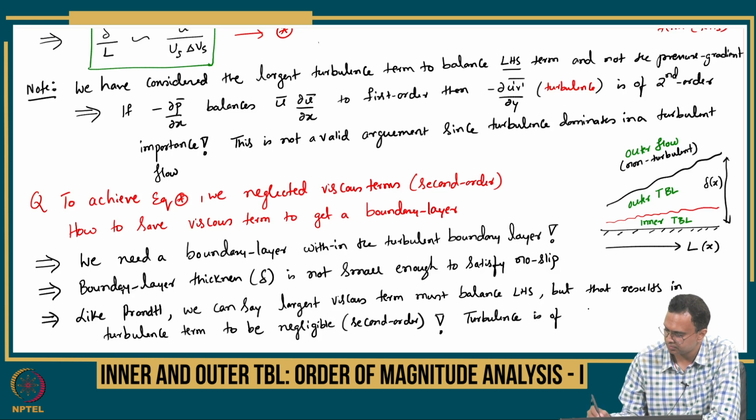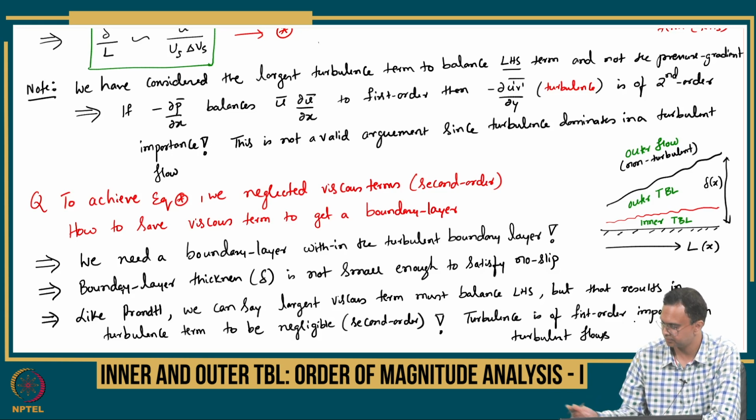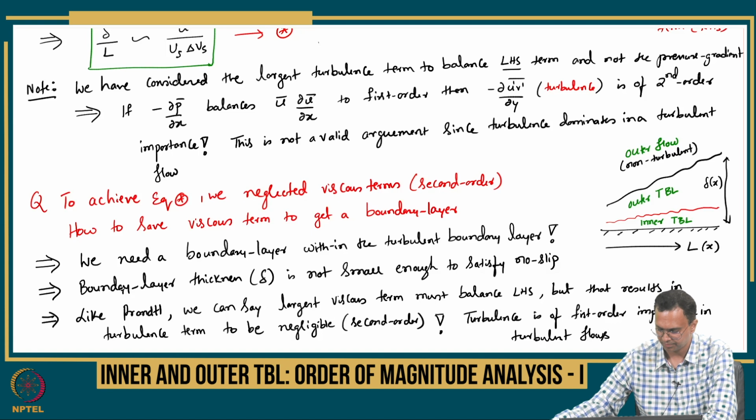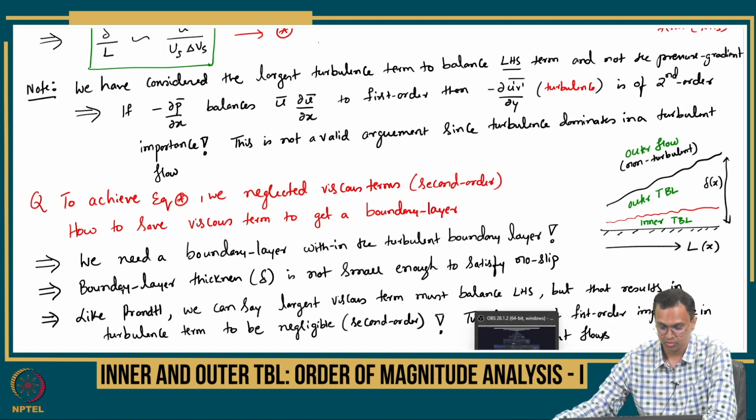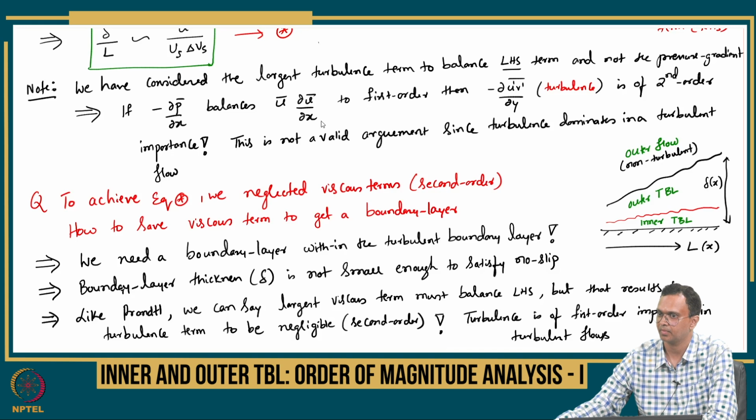Turbulence is of first order importance in turbulent flows. Okay, so then we search for this new scale. This is clear so far what we are doing, except the pressure gradient. I'll come to that. Everything else is clear. Why we are not using the pressure gradient, that I'll come back to.